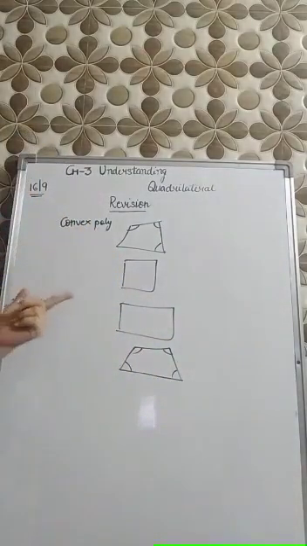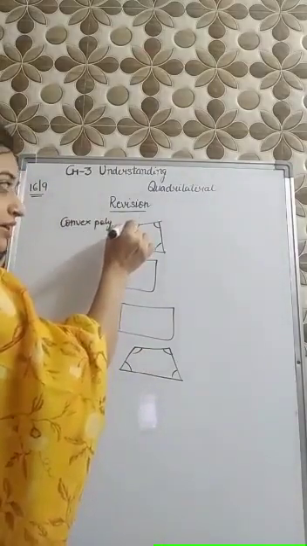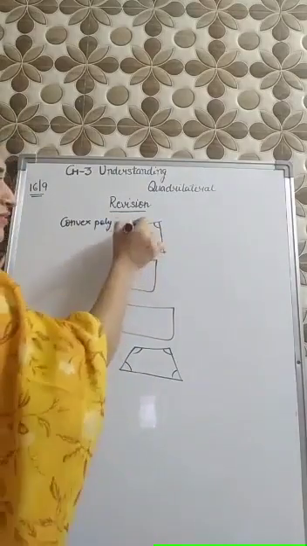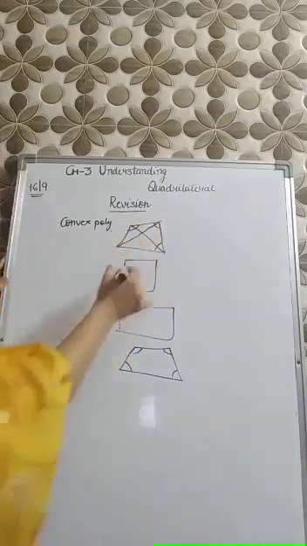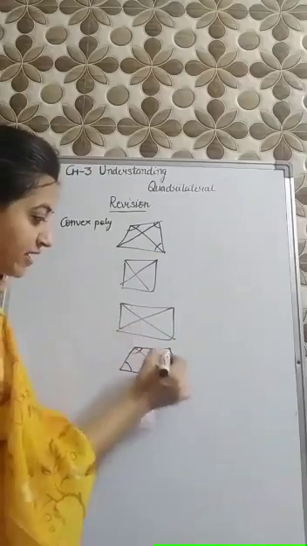And one more property it has: its diagonal, when you join its opposite vertex, or you can say non-consecutive vertex, the diagonal that is formed always lies inside the figure. You can check any of the figures, diagonals always lie inside the figure.